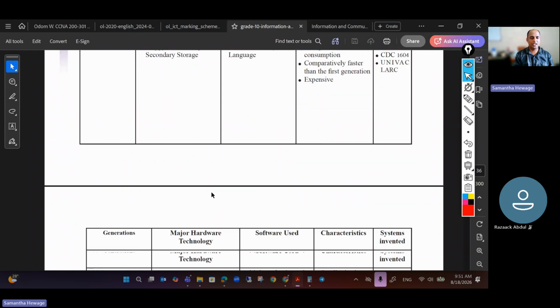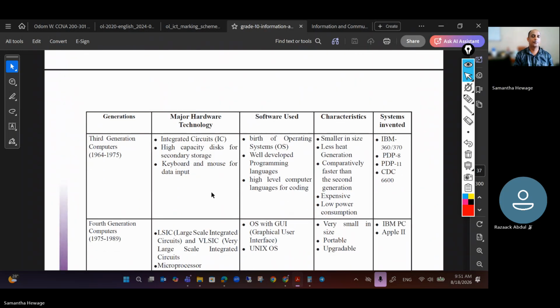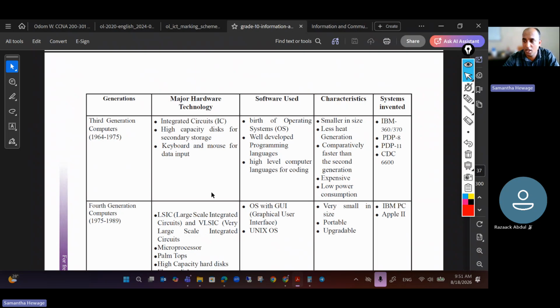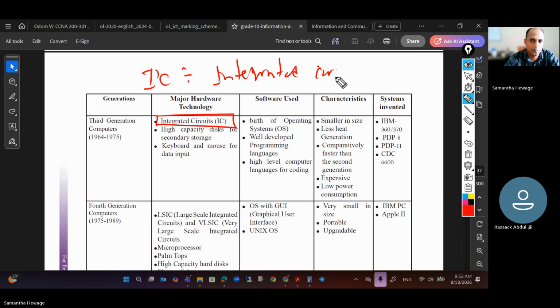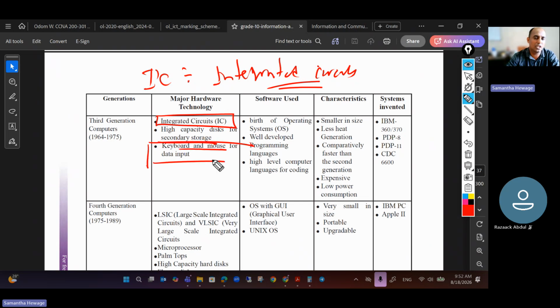So when it comes to the third generation, Puti, third generation technology is IC, integrated circuit. You should know the technology, integrated circuit. High capacity disk for secondary storage. That means hard disk, floppy disk, tape drives likewise. Keyboard and mouse also had their birth in the third generation.